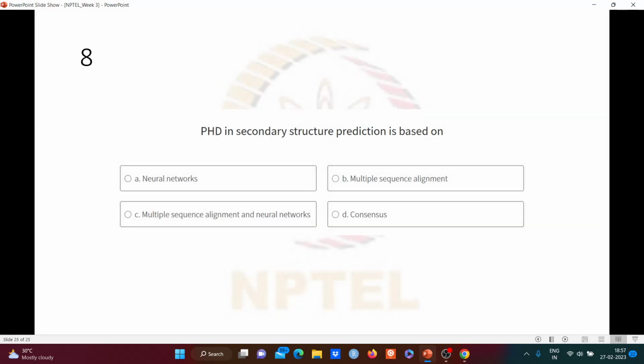So this is the final question. The PHD secondary structure prediction method is based on what? Consider this a kind of hybrid method. I didn't explain about it. Sir must have explained it in the class.